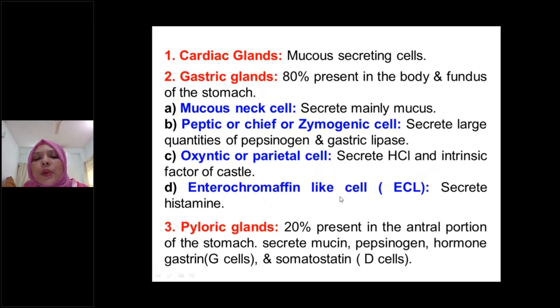And enterochromaffin like cell, this is a very important cell, ECL, enterochromaffin like cell secrete histamine. This is a very important MCQ question. Next class, of course, I will ask you question from gastric juice.